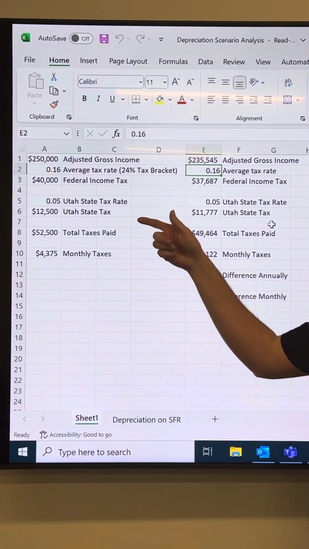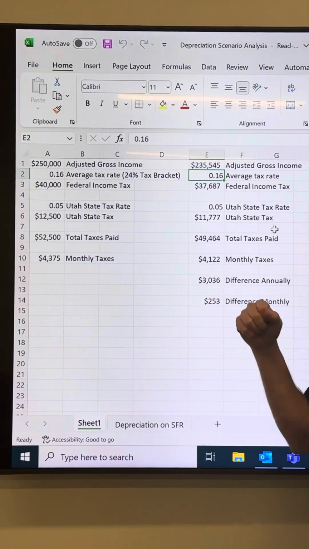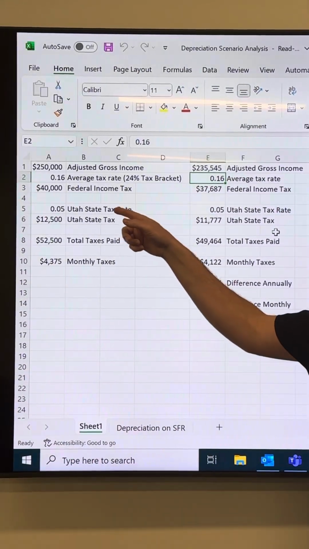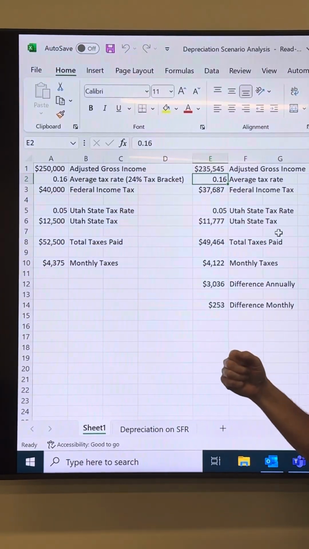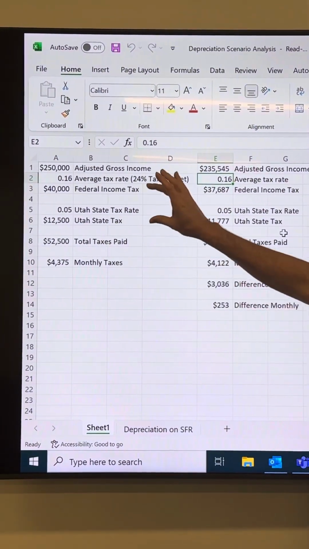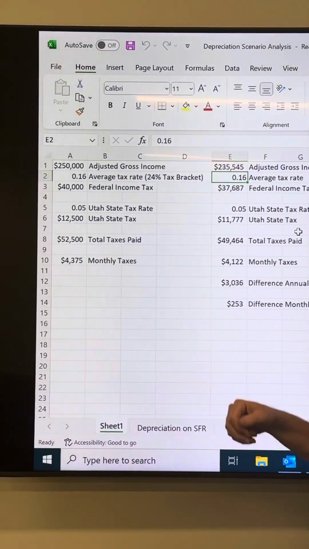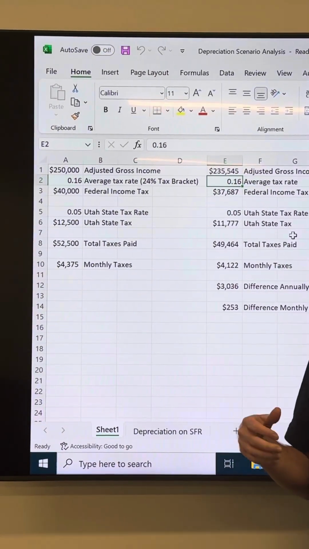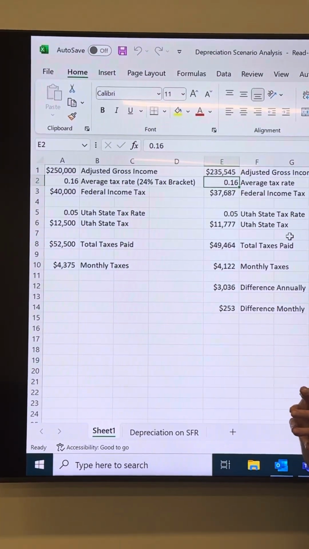The second, I'm just going to use the state of Utah. Tax rate is 5%. You would take 5% of that adjusted gross income of $250,000, which breaks down to $12,500. So when you add your federal and your state income taxes, that comes up to $52,500 in total income taxes paid that year, or about $4,375 a month in income taxes.